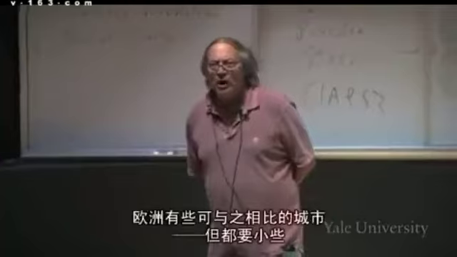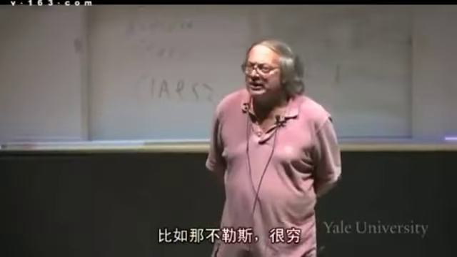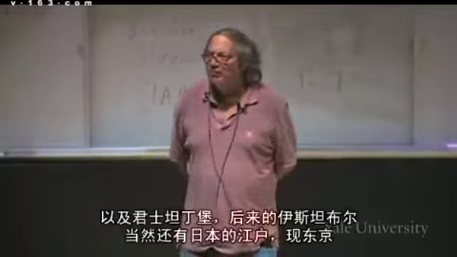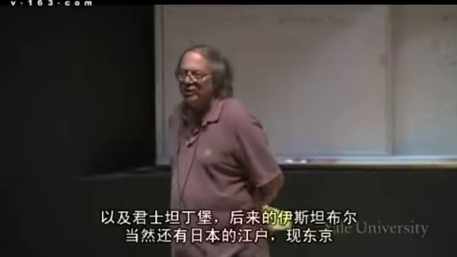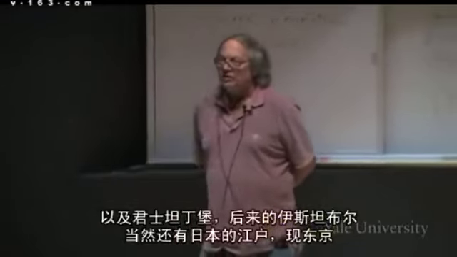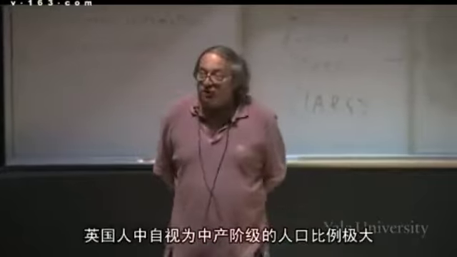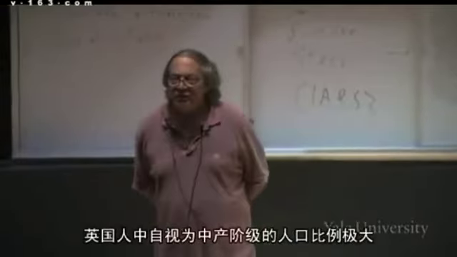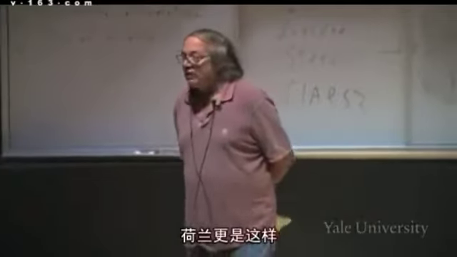The only cities in Europe that were comparable, and they were smaller, were Naples, an extraordinarily poor city, and Constantinople, Istanbul, and of course in Japan, Edo, which would become known as Tokyo. And so the percentage of the English population that would have considered themselves to be middle class is extraordinarily large. Now the same is even more true in the Netherlands.